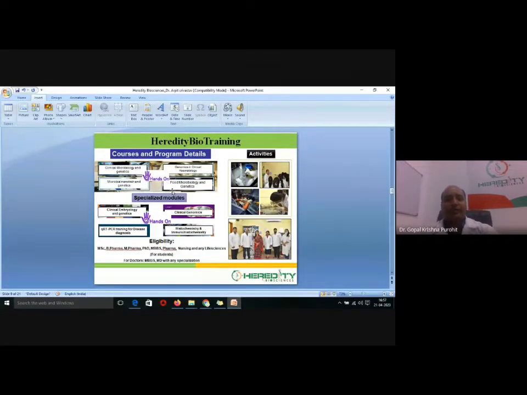So we are introducing clinical embryology, rDNA technology, qRT-PCR, disease diagnosis, histochemistry, and immunohistochemistry. Any life sciences students are eligible for these programs.